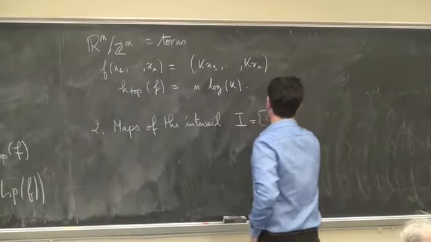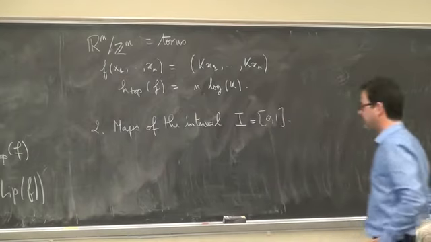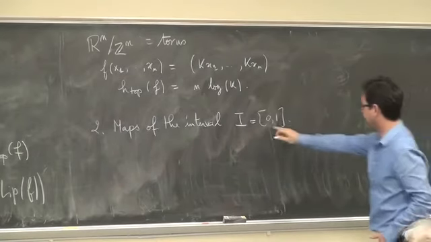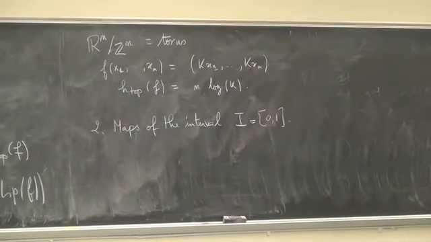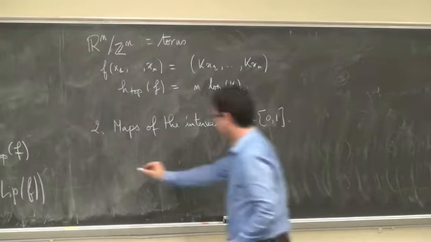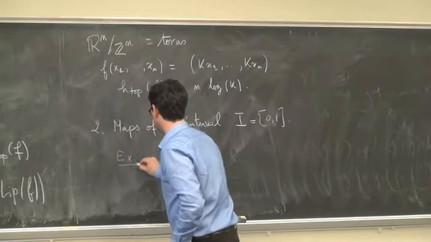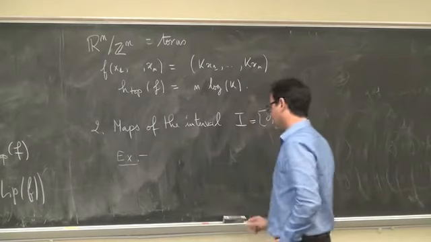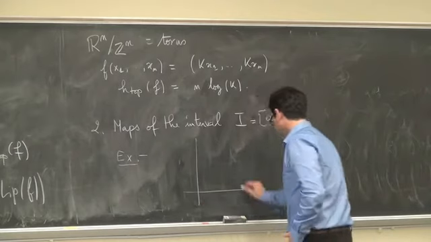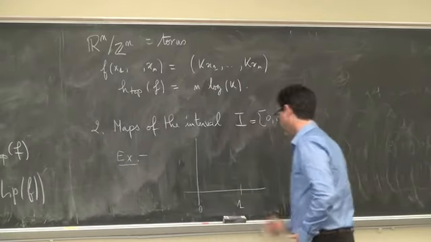So I is [0, 1]. Look at the dynamics of transformation of the interval into itself. So first, an example. We'll take, so here is the interval, 0 to 1.